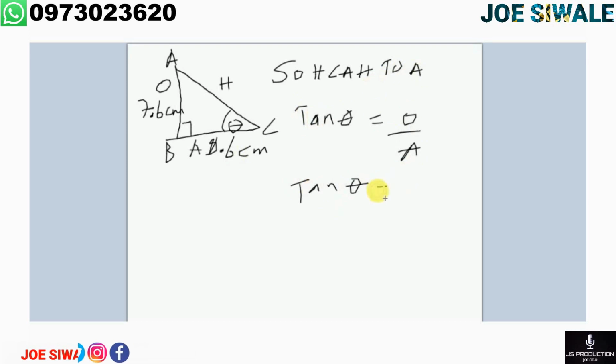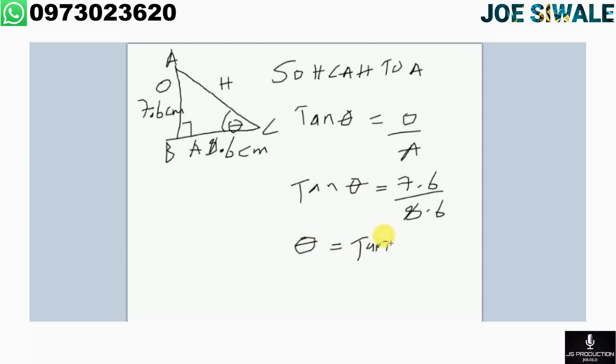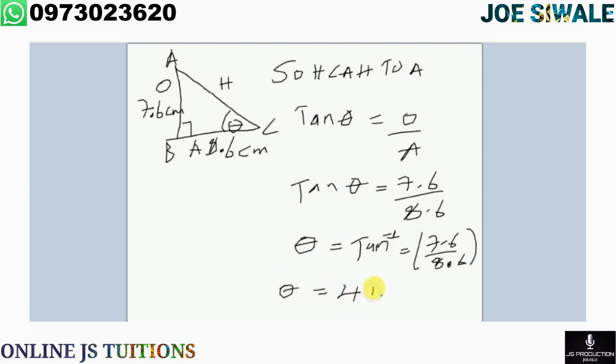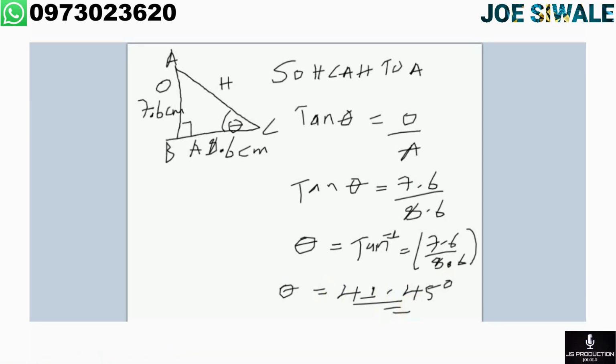So tan theta is equal to opposite, that's 7.6, over adjacent, that's 8.6. And for me to calculate angle theta, I'm going to say the angle theta is equal to tan inverse of 7.6 over 8.6. Punching this on the calculator, it's giving me 41.45 degrees if I round off to 2 decimal places. So this is how you calculate the angles in a right angled triangle using SOHCAHTOA.